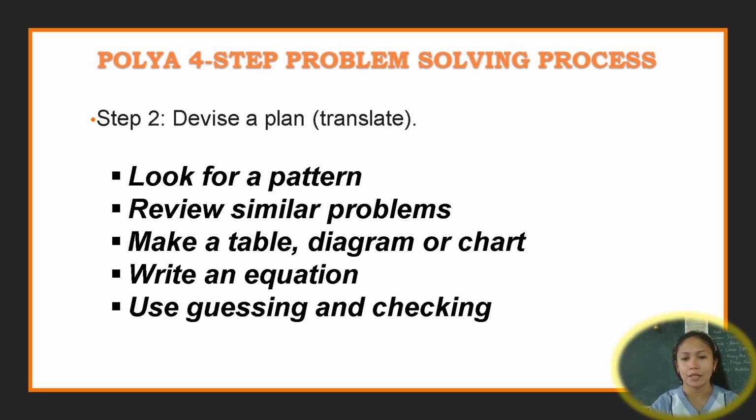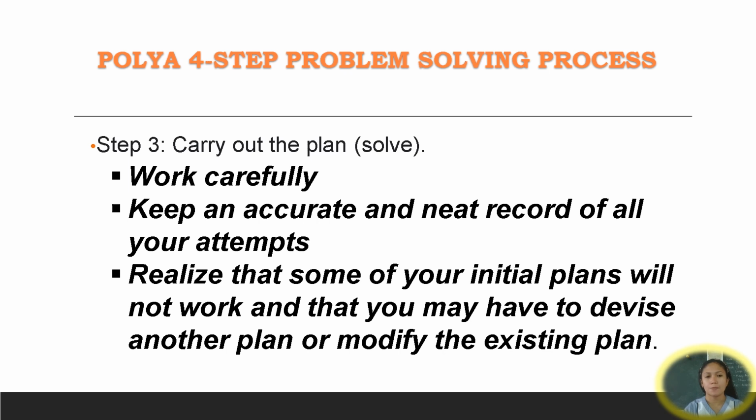Then after planning, we go to step 3, which is carry out the plan or solve. In this part, we have to be very careful in solving the problem. We also have to keep an accurate and neat record of all our attempts. We have to realize that some of our initial plans, for example plan A, should also have a plan B and a plan C, since if your plan A is not successful, you still have other options. So realize that some of your initial plans will not work and that you may have to devise another plan or modify the existing plans.